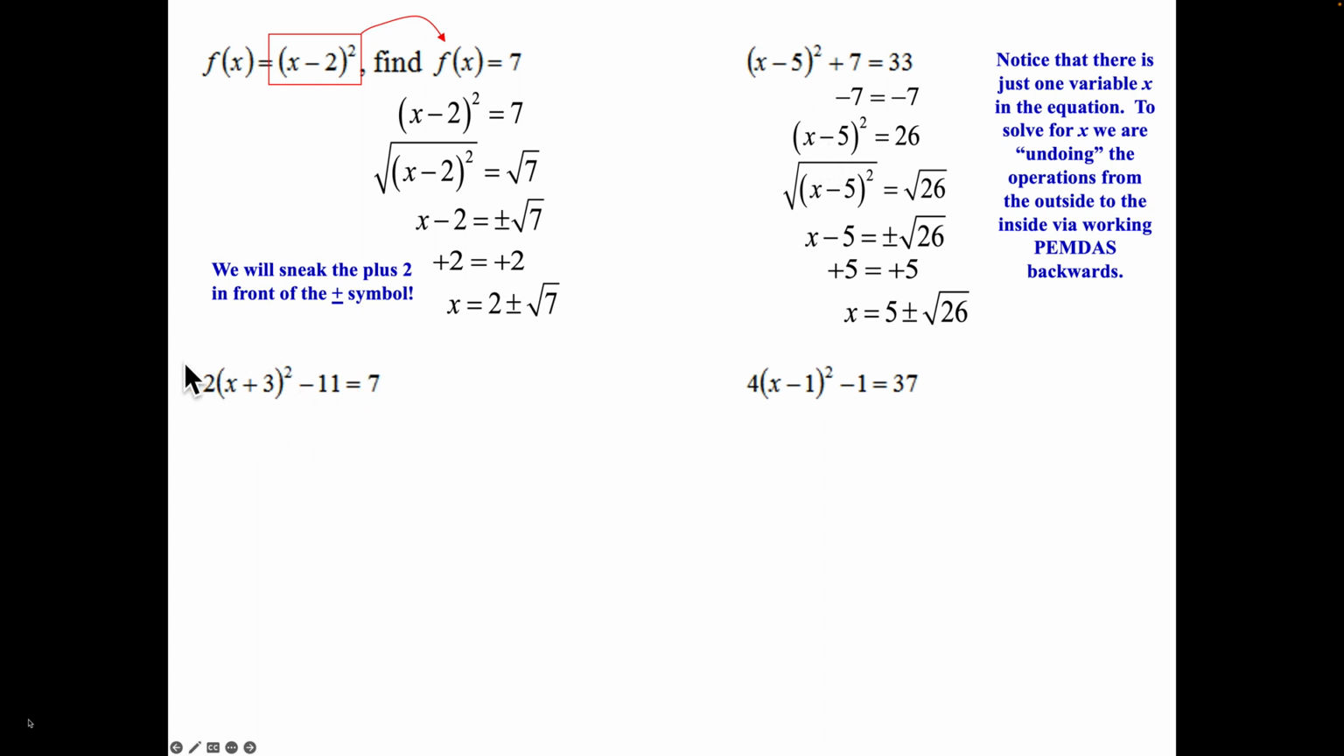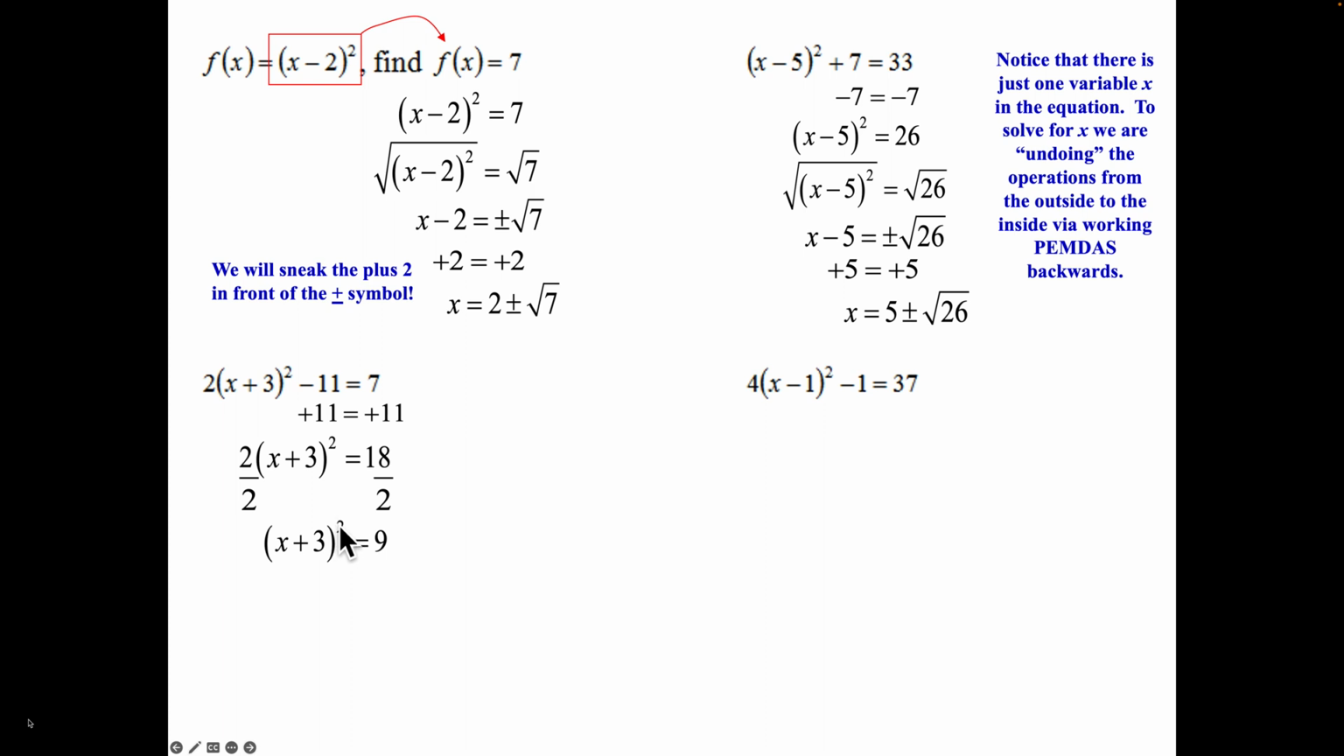So again here, outside to inside, get rid of the minus 11. Add 11 to the other side makes it 18. Now we go up the list. Any multiplication or division on the outside? Yes, a multiplication of 2. Divide the 2 over. (x + 3) squared equals 9.